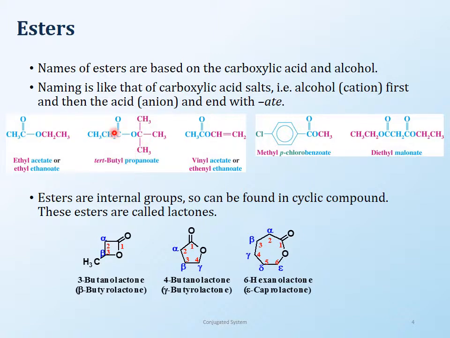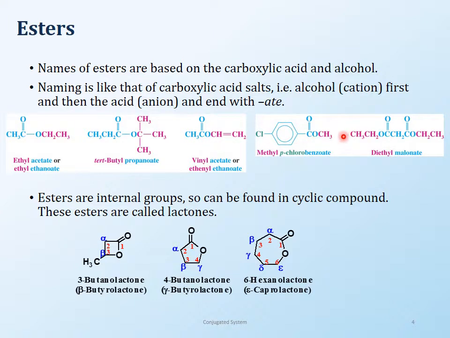Here is another group, and again, don't be scared by the bulkiness of this group. It's just a t-butyl group. So t-butyl propanoate, okay, that's what it would be called. And then this one here would be the vinyl group, so vinyl ethanoate. So keep it simple. Name the alcohol first, and then you name the acid fragment.